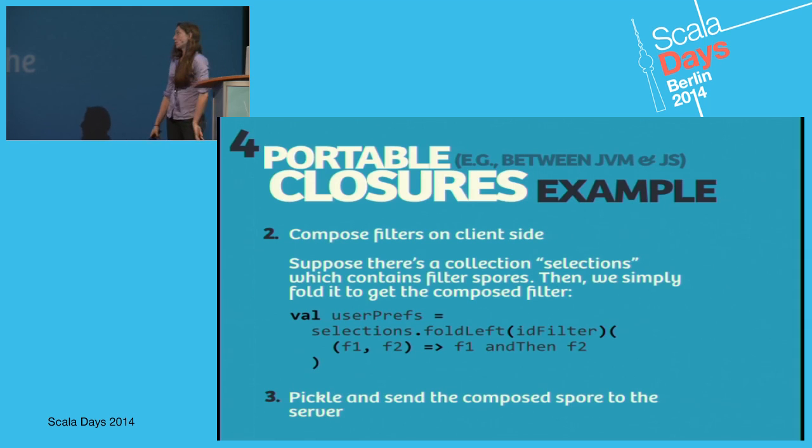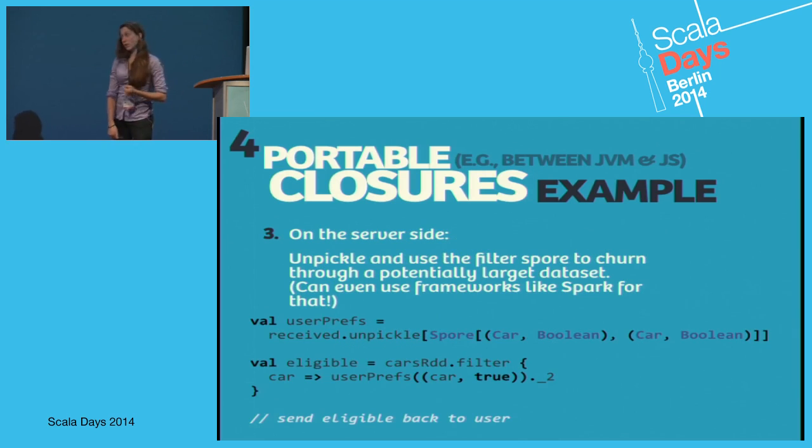So that makes it possible to do this composition on the client side. On the client side, you can fold them all together into one user prefs, take that composed thing and send it over the wire. You pickle it and send it over the wire. And then on the server side, you can just deserialize or unpickle it, and you could even connect it to other frameworks, right?